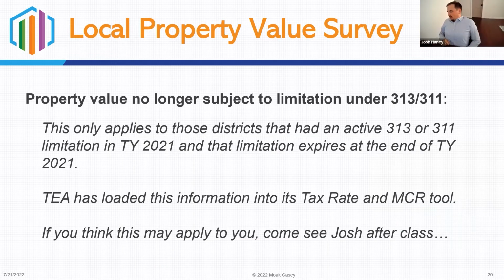And a real quick note about the 313 and 311s. Again, as I note here, this only applies to those that had an active limitation in 21 and then that expired at the end of 21. So that's a very small subset of districts. Even if you have a 313, this may not even apply to you. It's only going to apply if you have had a 313 and it's expired at the end of the prior year. And so TEA has that template that's out there, that MCR and tax rate template.